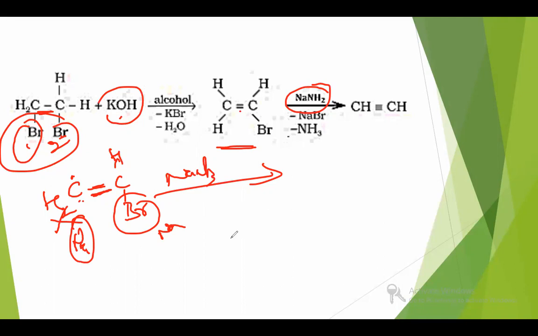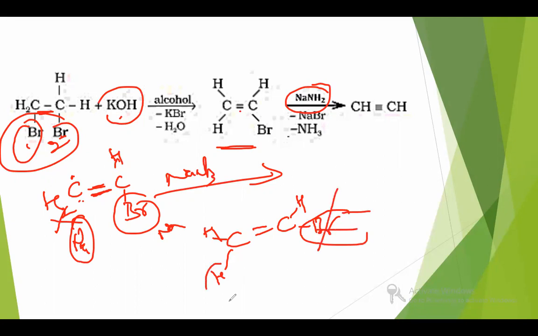I'll write here. So carbon double bonded. Here hydrogen and hydrogen, and here hydrogen and bromide. Bromide combines with this sodium, forming NaBr. Then hydrogen combines with nitrogen to form ammonia, NH3. So the left behind thing is, here, not there. One electron and one electron bind together, forming a triple bond.